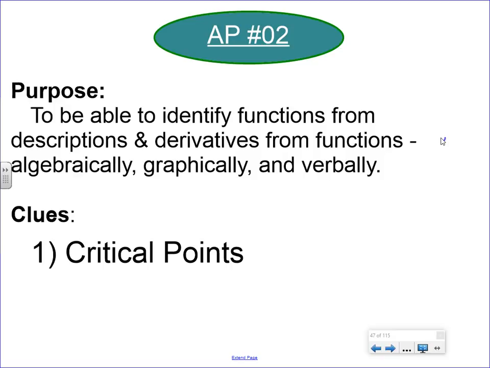Okay, AP number 2. Let me show you what AP number 2 is first, and then after I show you, let me talk it through. Uh-oh, this isn't good.